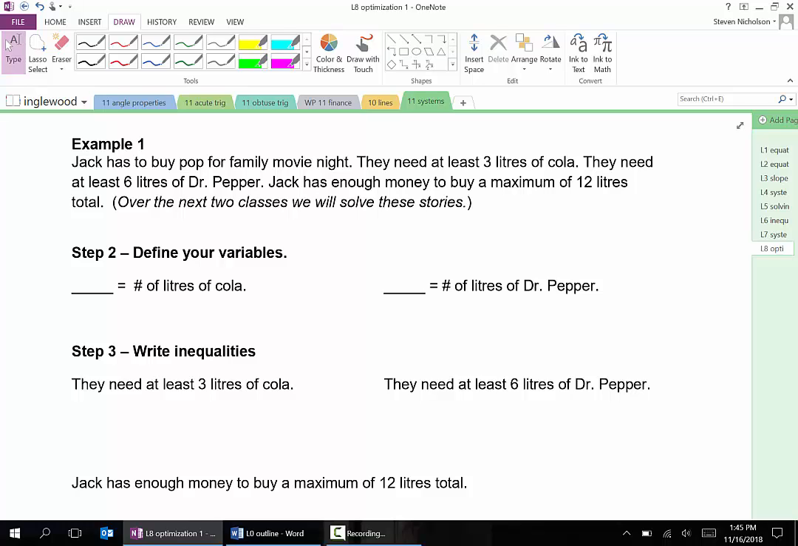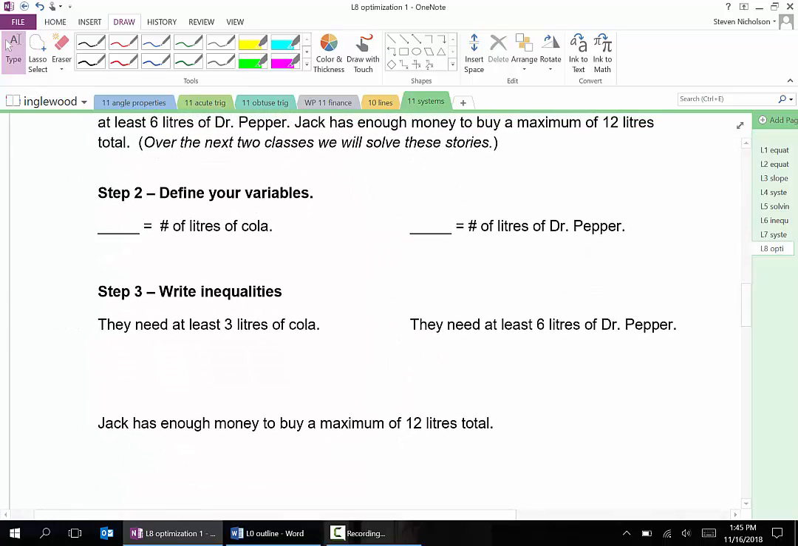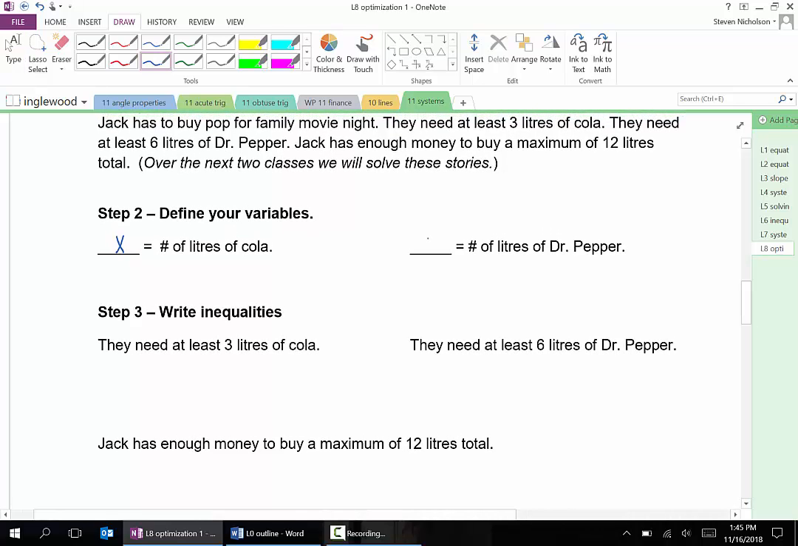So one of the first things we're going to do is we're going to define our variables. We're going to read the question, and based on what we need to find, we're going to have to define them. And again, we're always going to use x or y. It just makes it easier to draw. So in this one right here, what we're going to say is x is the number of liters of cola that Jack might buy, and y is the number of liters of Dr. Pepper. So those are the two things that can change.